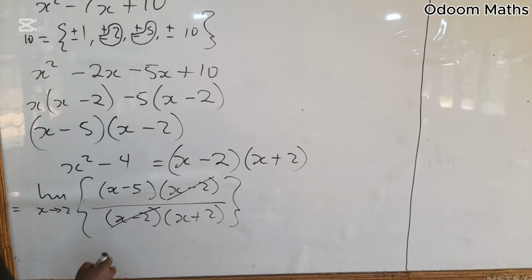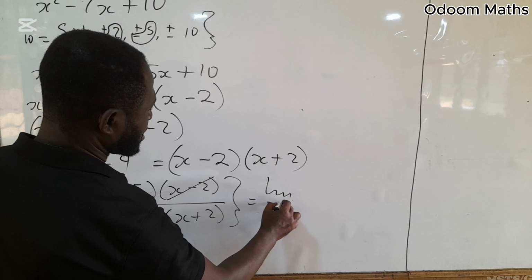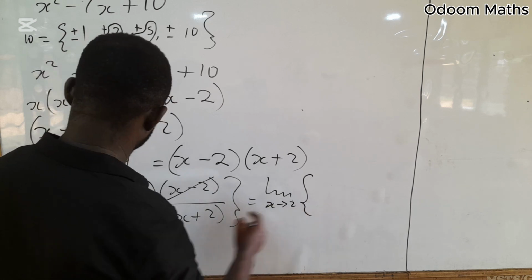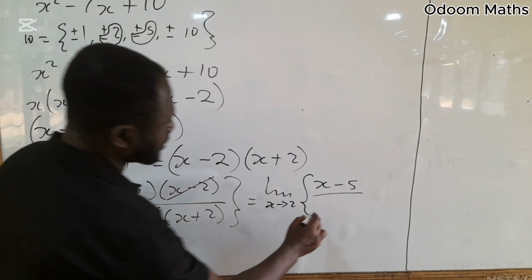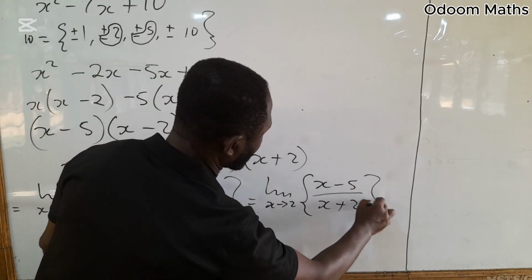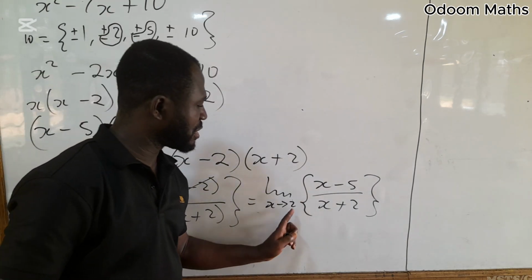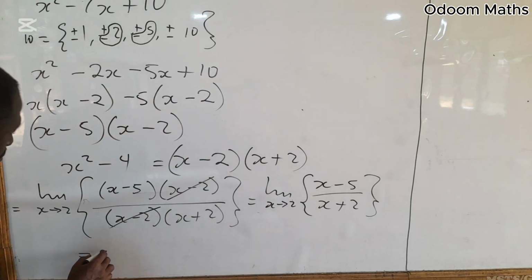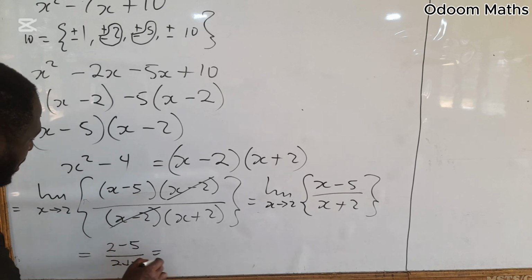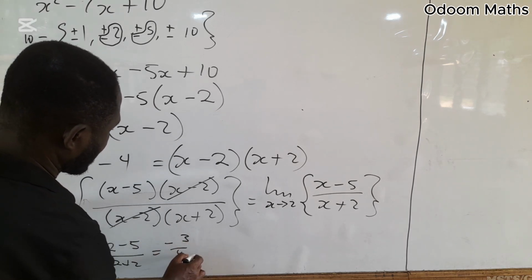Okay, so we have the limits as x approaches 2 of this function x minus 5 over x plus 2. Then from here, what we need to do is we just substitute 2 for x, or when we see x, we put 2 there. So this is going to be 2 minus 5 over 2 plus 2. And this is negative 3 over 4. So the answer is negative 3 over 4.